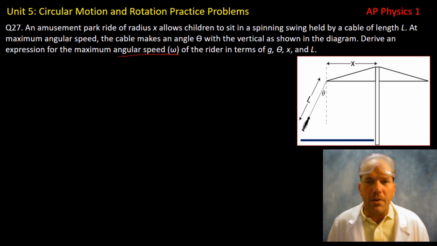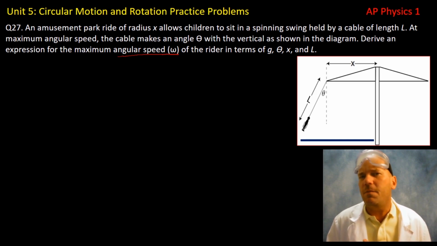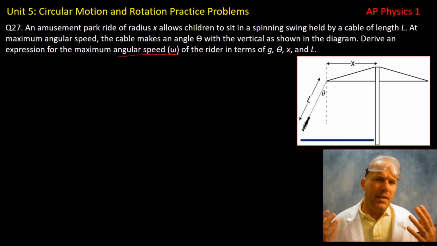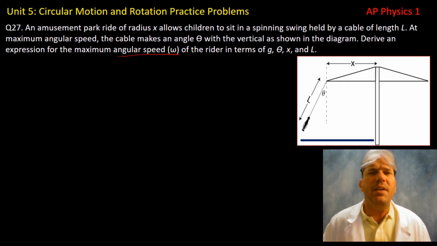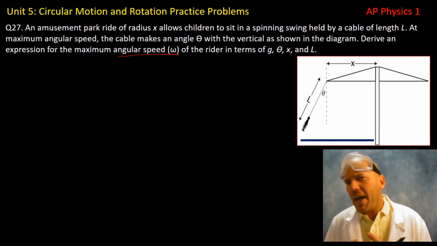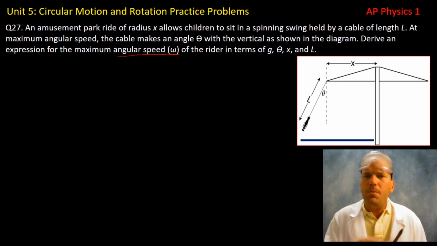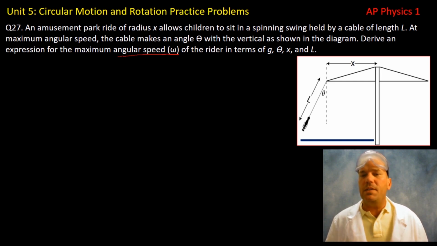So we're given a diagram, and we have an object being manipulated into a circular path by a center-seeking force. So we're going to be looking at the centripetal forces involved here. We're also asked to derive something in terms of an angular quantity, but all of our quantities we have initially are translational. So we're going to need to, at some point, convert from translational to angular quantities.